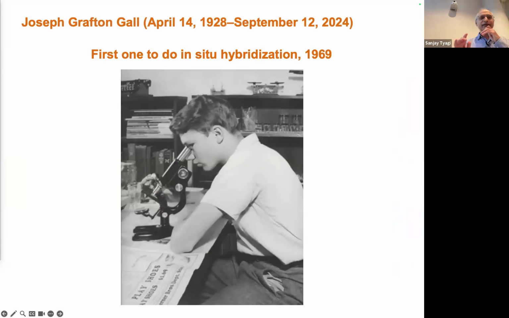And I will end at this: this guy, he was 14 years old when he got a microscope as a gift, and he died, I think, at 94. He would be.